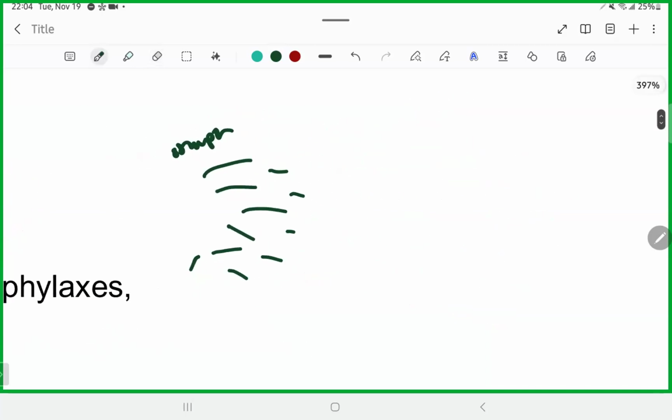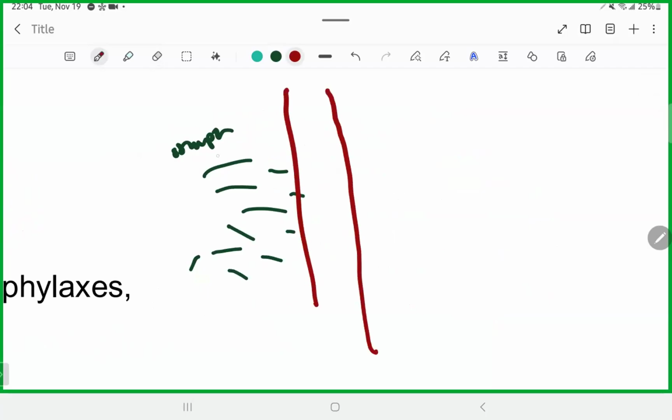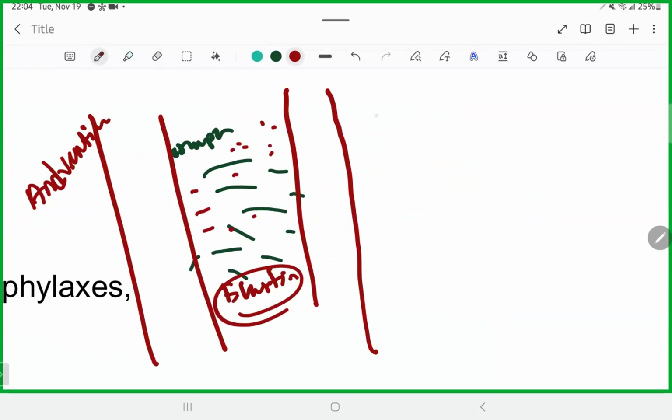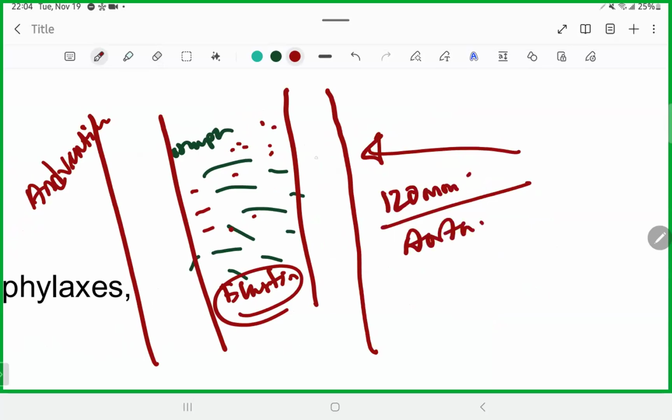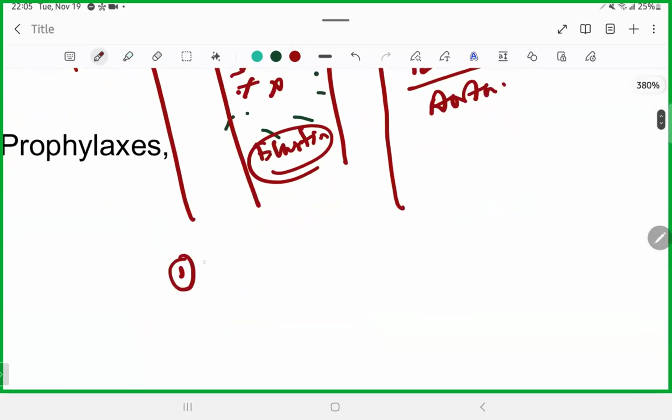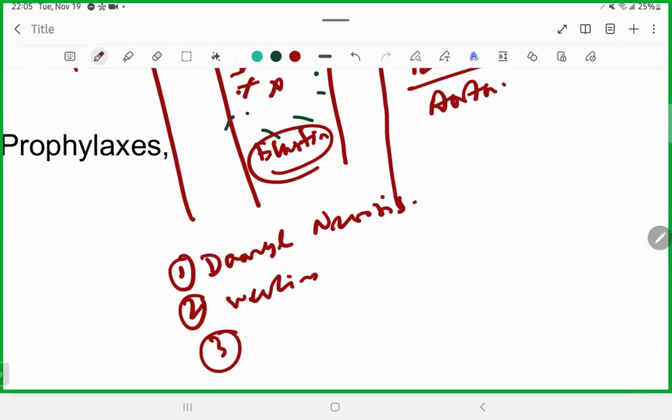And just as we know, tunica intima, tunica media, and adventitia. Media has elastic fibers, elastins, and these elastins are loose. They are not in good quality. When there is a pressure of 120 millimeter mercury in our aorta, what happens? These cannot bear the pressure, and there is a tear. That is called dissection. They cannot bear the pressure, and they get damaged, and they get necrosed. So this is the first step: damage and necrosis. Number two, weakening. Number three, tear.